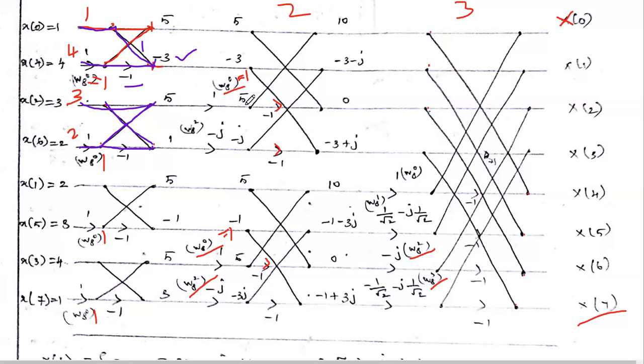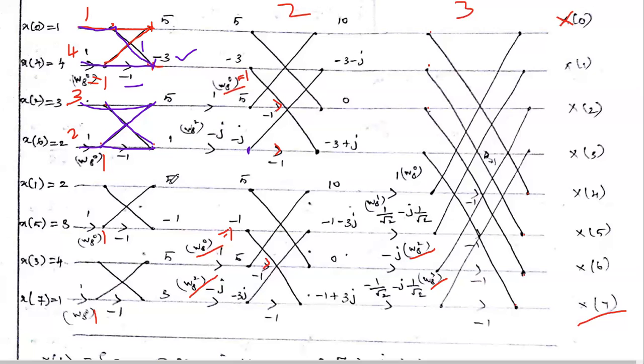So 5 multiplied with 1, 5. And here 1 multiplied with W8 power 2. So what is the value of W8 power 2? It is minus j. So 1 multiplied with minus j, the answer is minus j. So the value in this node is minus j.